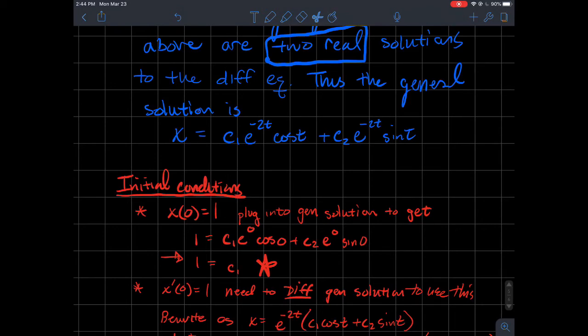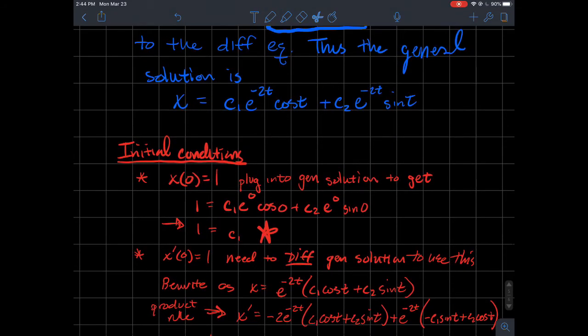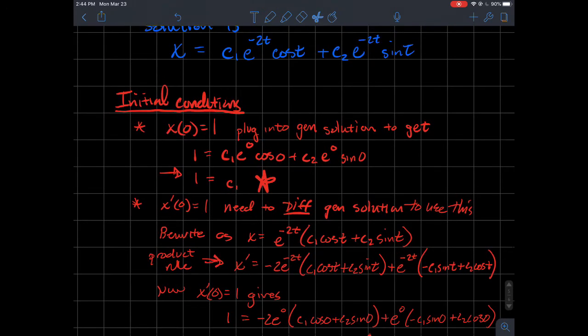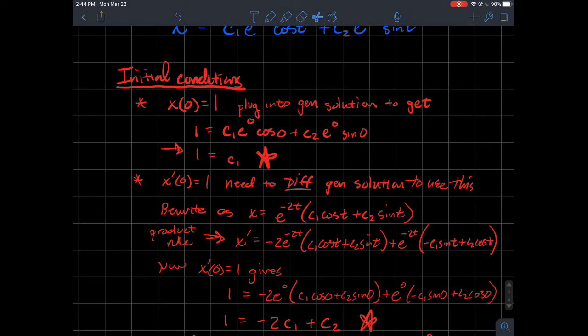Now I just need to apply the product rule one time to find x prime. And when you do that, again, the minus 2 should come down from the exponential times what you have left in the second function, c1 cosine of t plus c2 sine of t, plus the first function, e to the minus 2t, times the derivative of the stuff in parentheses, in which case you get minus c1 sine of t plus c2 cosine of t. Now, that is what we're going to plug 0 in for t and 1 in for x prime. That's what this initial condition says. So if you plug that stuff in, you get 1 is equal to minus 2c1 plus c2.